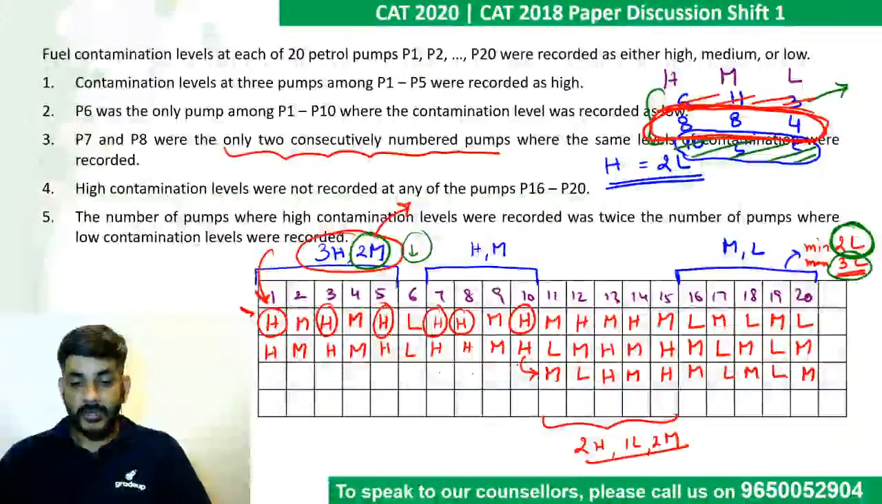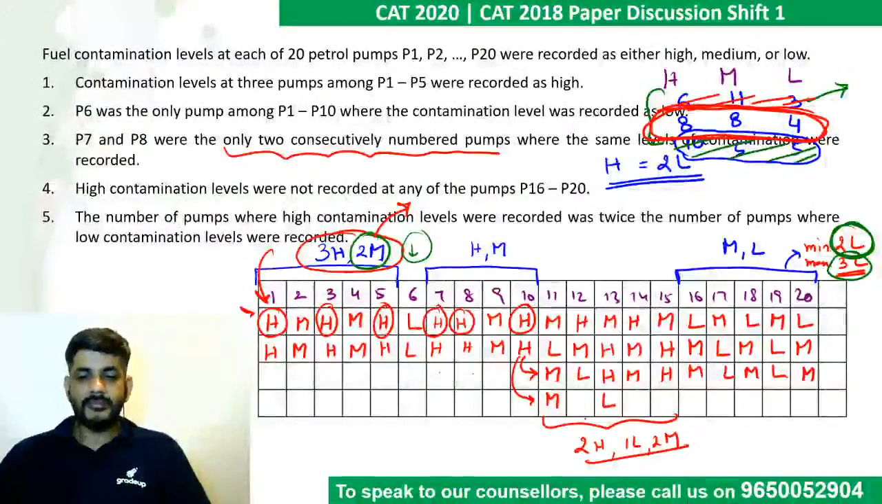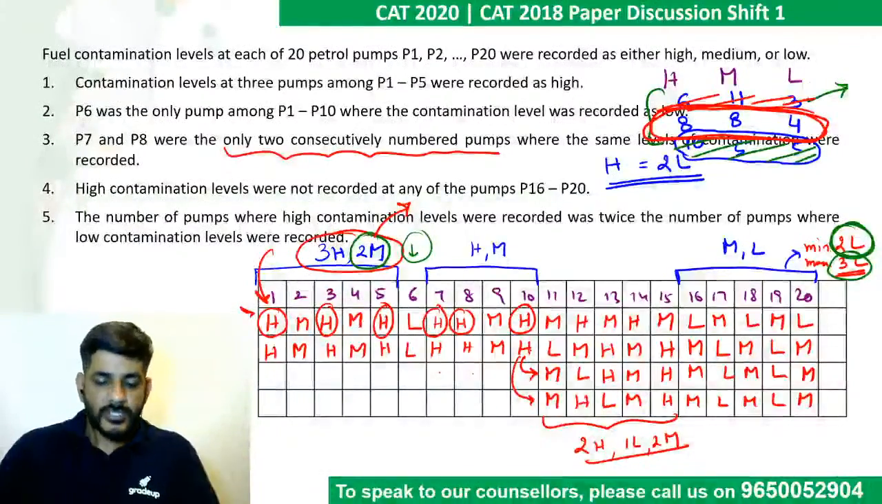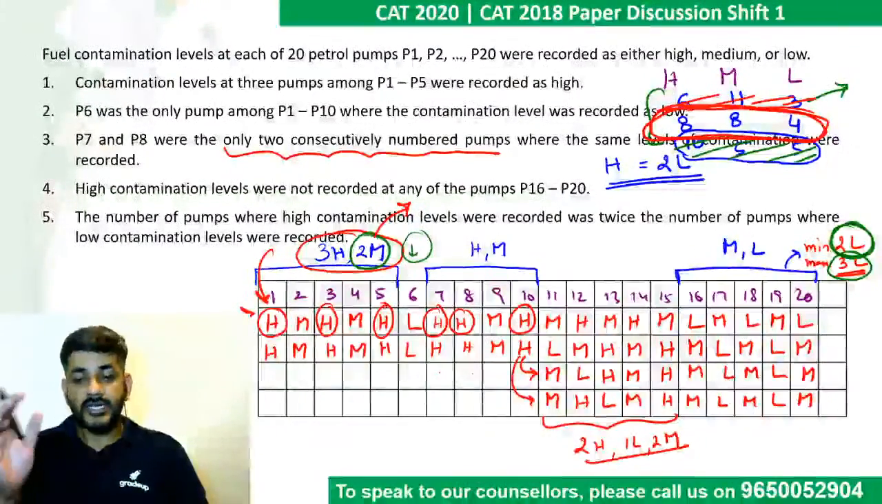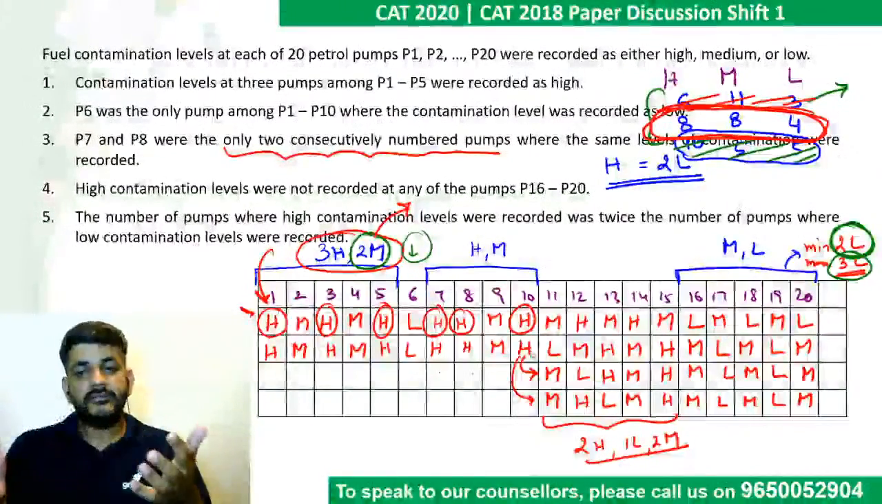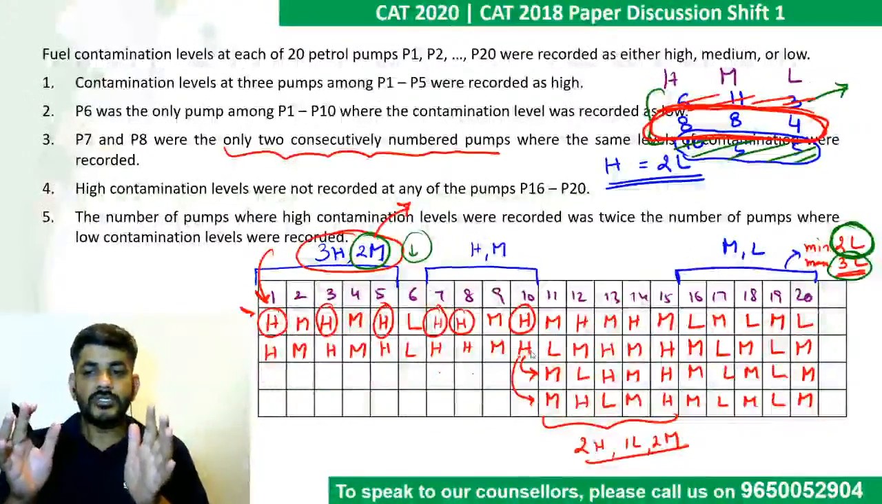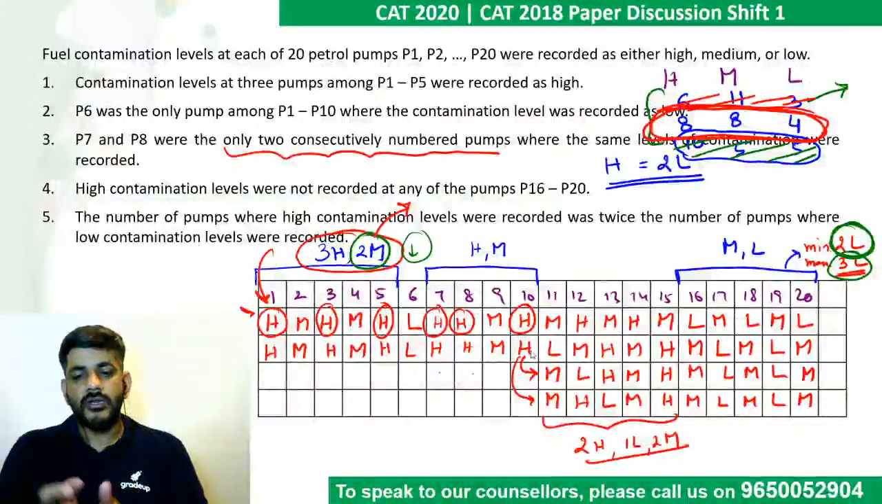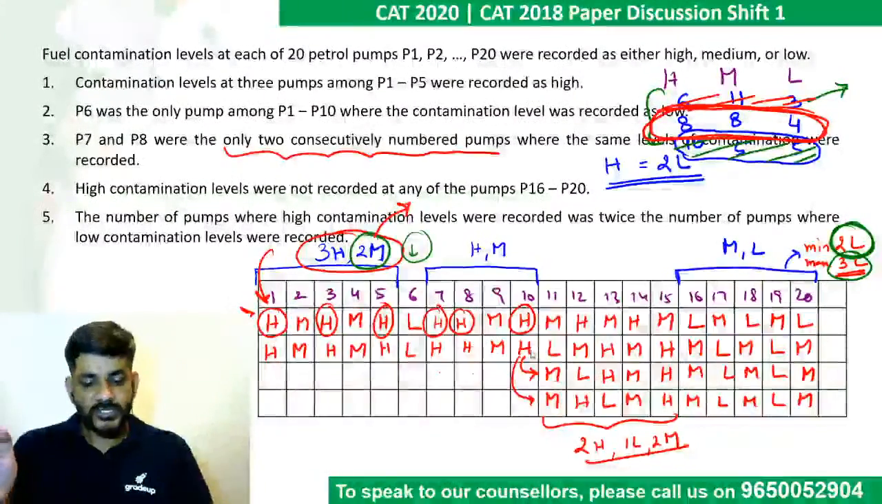I hope this is clear. Similarly, if I put a medium here and low here, a medium here and low here, so still this would be a possibility like this: H, M and H, and then M, L, M, L and M. So there are various possibilities that can exist according to this second situation, but this is for sure that L can never be greater than 4 or less than 4. The only possibility is that L is equal to 4, H is equal to 8, M is equal to 8, and now we'll answer according to the questions which are given to us.